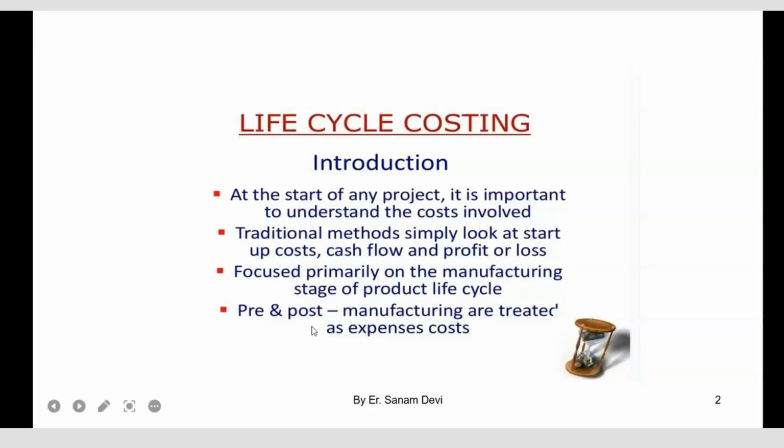Pre and post manufacturing are treated as expenses. Pre and post manufacture also we are thinking. What is pre cost? Pre cost means if we are thinking to set up e-cycles, e-bikes, etc., we have to gain knowledge from others. We have to go through research papers. We have to do research. A research and development stage will be there.